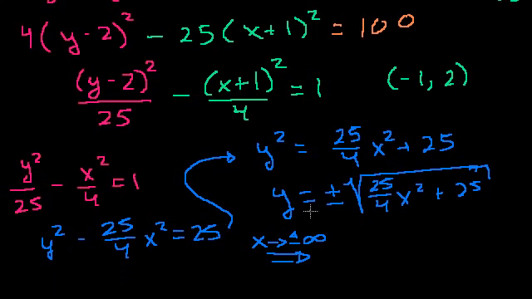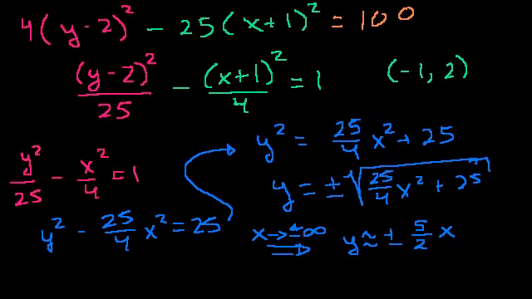as x gets really large, you're approaching this line. So as x approaches positive or negative infinity, as we've done in the previous videos, this term starts to matter a lot less, because this term is huge. So then y is approximately equal to plus or minus the square root of just this term, and the square root of just this term is 5 halves x. So those would be our asymptotes if we were centered at 0, but of course we're centered at negative 1, 2.